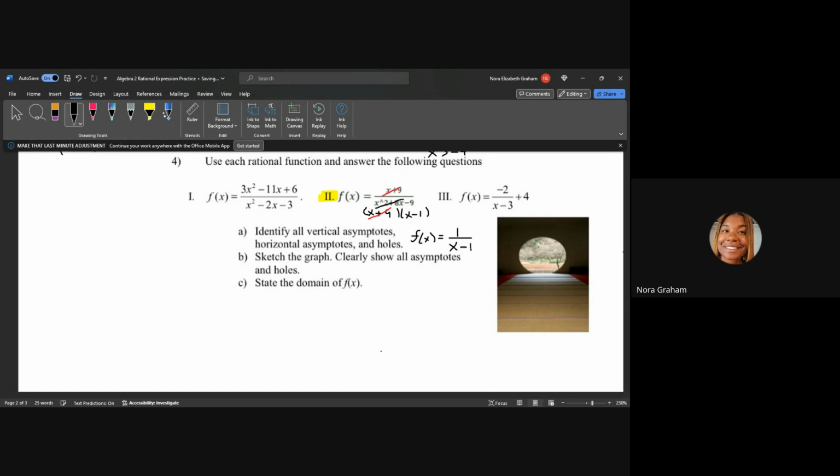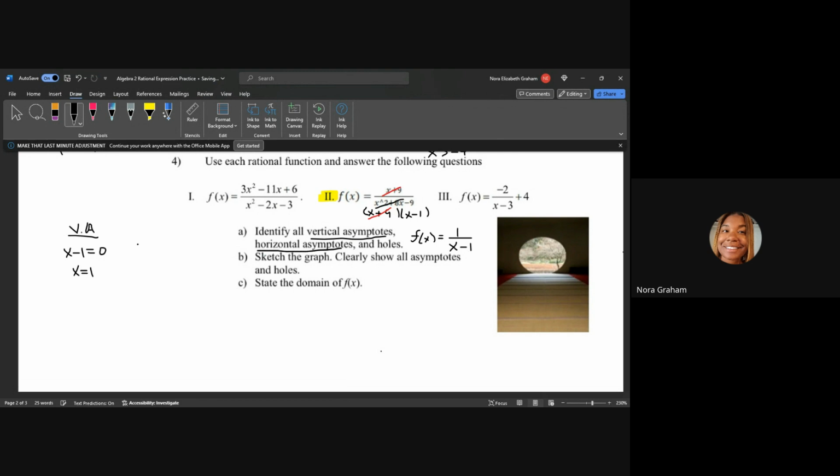Cool. So now that we have the new function that we're going to graph, let's go ahead and do A, B, and C. For A, they want us to first identify our vertical asymptotes. To identify our vertical asymptotes, all we're going to do is set our denominator from our new function equal to 0. So that's going to be x minus 1 equal to 0, and I solve for x. When I solve this for x, I'm just going to get x equals 1. So that's going to be our vertical asymptote, and we'll graph that on our graph when we have to graph it. Next, we have to find our horizontal asymptote.